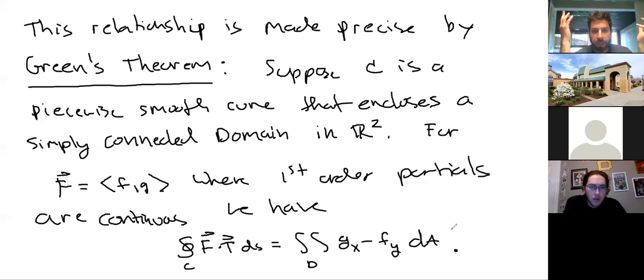And it can be complicated for many reasons. Maybe the vector field's ugly. Maybe the curve has a very ugly parametrization. That line integral could be a complete pain in the you-know-what, but all of a sudden that double integral on the other side can be very simple. Or the opposite can be true.